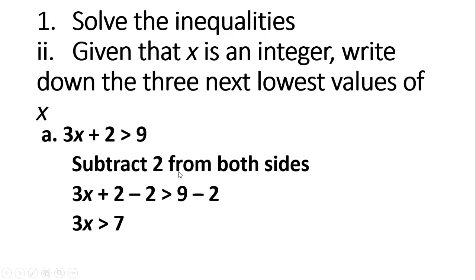A, the first question we are solving is 3x plus 2 greater than 9. Since 2 is added on this side of the inequality, we subtract 2 from both sides. So on this side we have 3x plus 2, and on the other side we have 9. So 3x plus 2 minus 2 greater than 9 minus 2. So 3x plus 2 minus 2 gives us 0, so we have 3x. 9 minus 2 gives us 7.